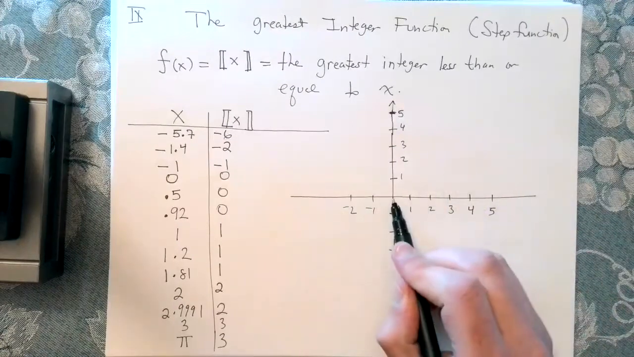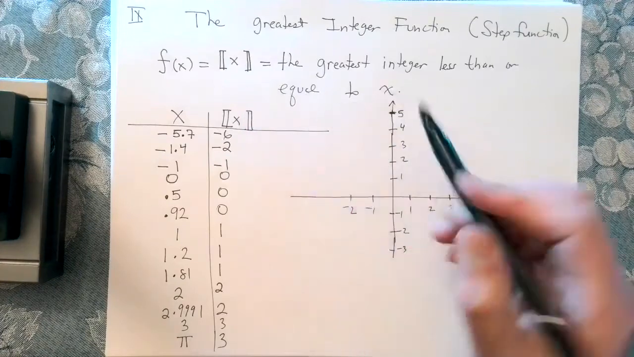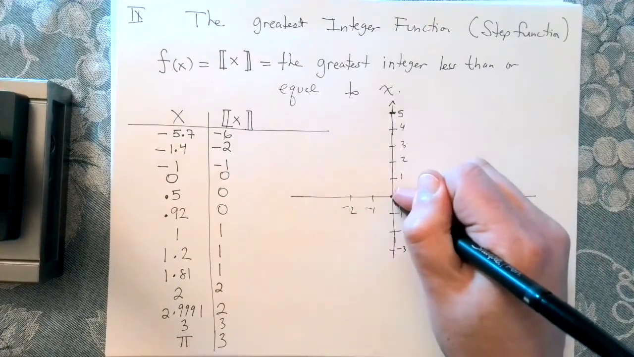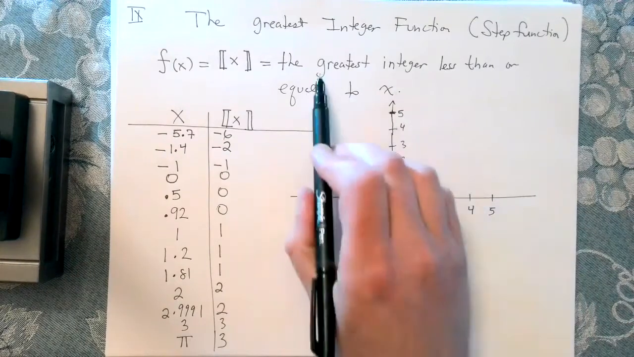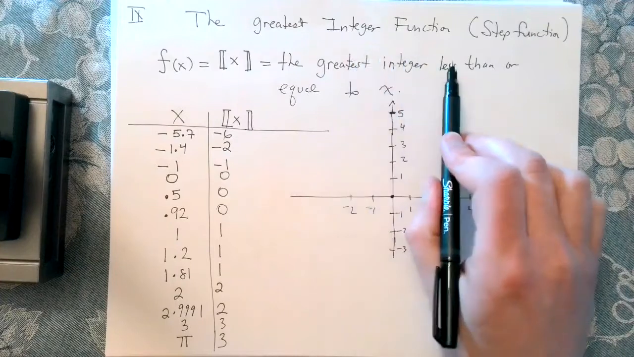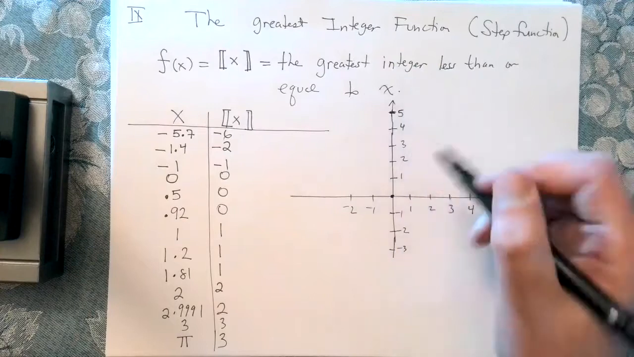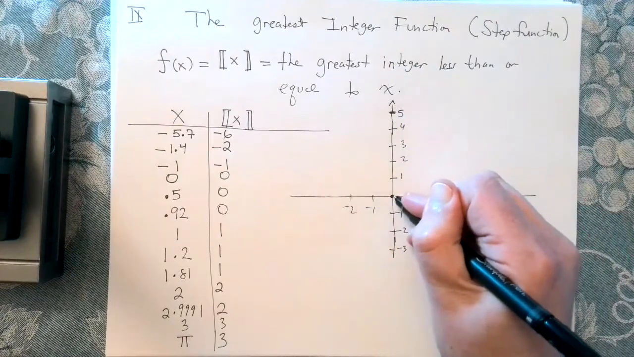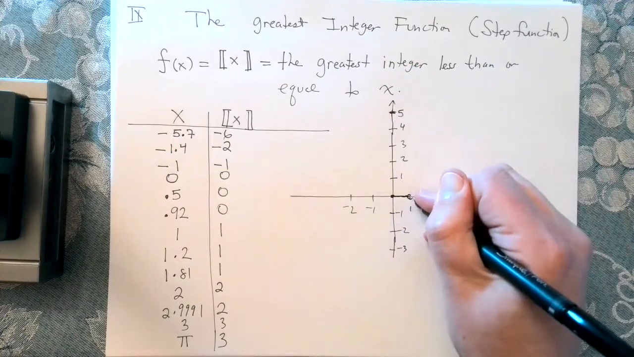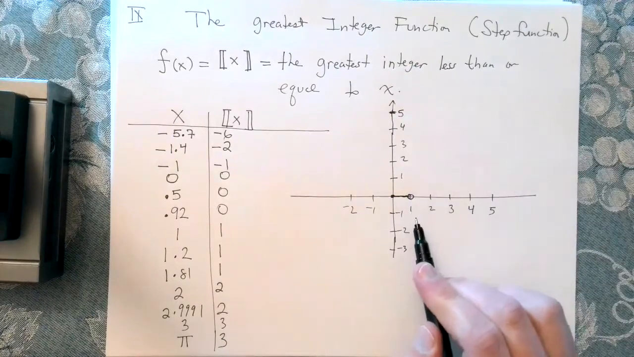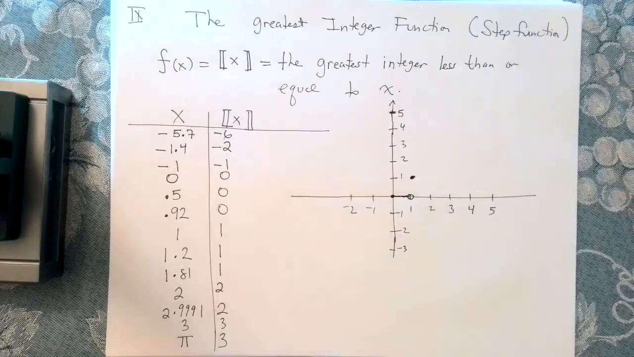Okay, so let's say I input 0. If I input 0, this will output 0 since 0 is an integer. But if I input any decimal between 0 and 1, this rounds down to the biggest integer less than that. So if I input 0.5, this outputs 0. So this is going to be open because as soon as I get to 1, this will output 1. See that jumps up or steps up?